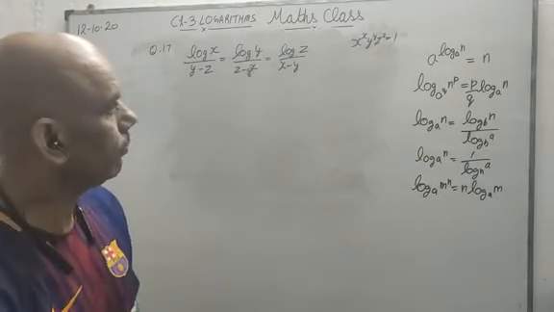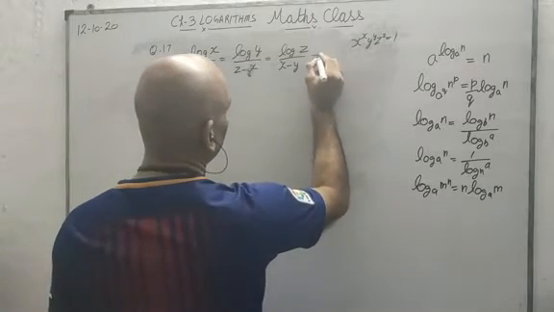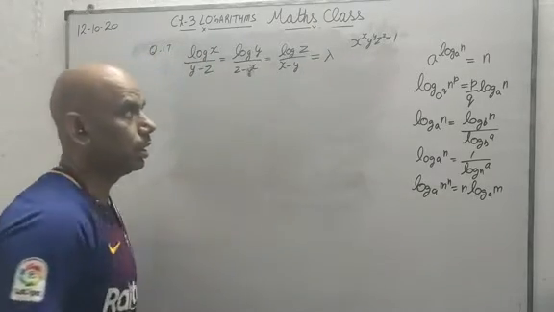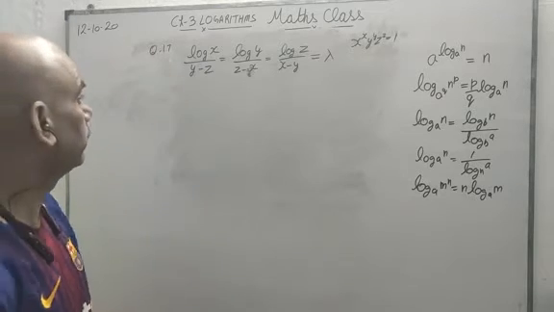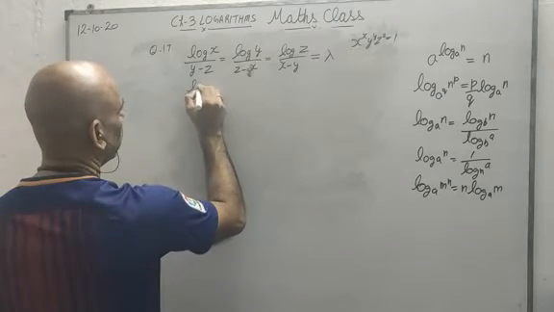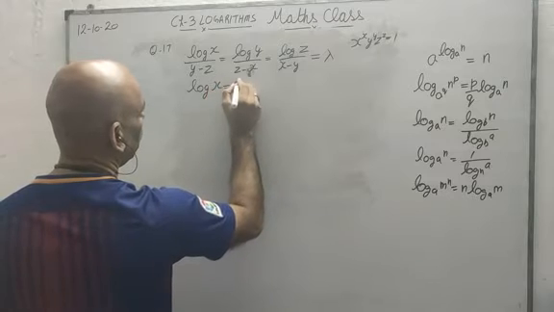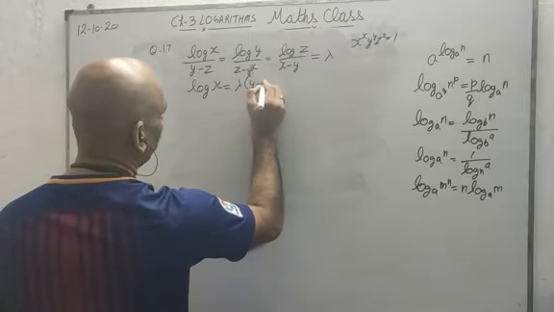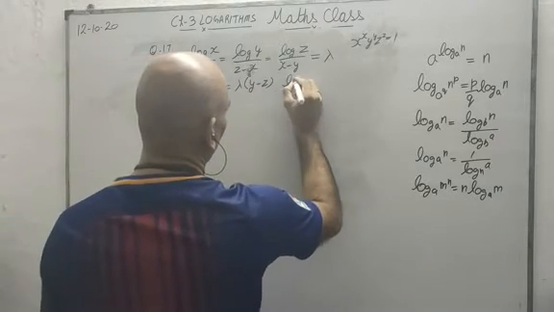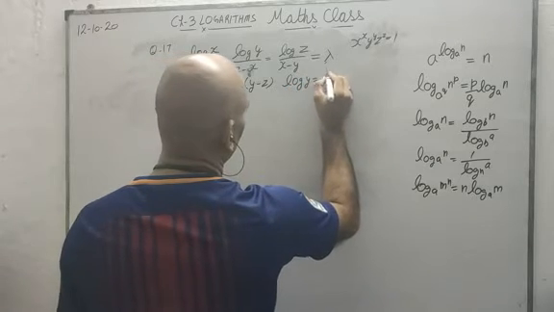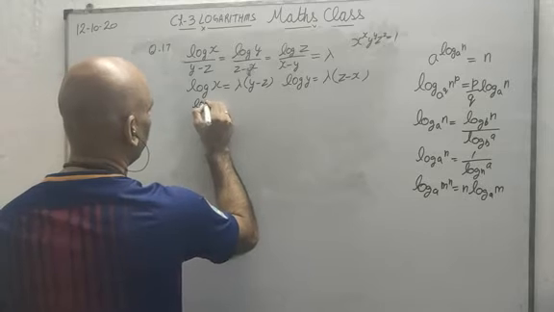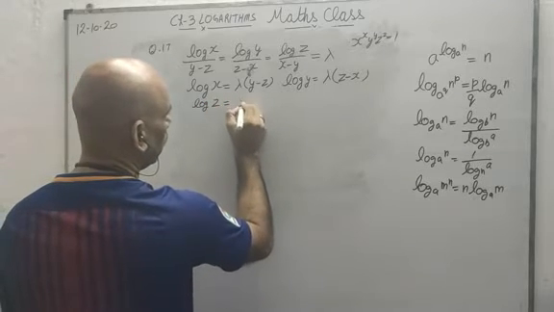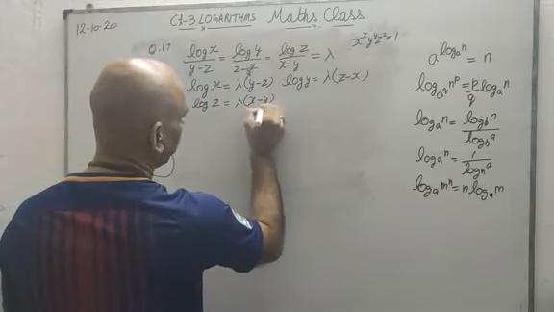Okay, so what I am going to do is write it as a constant. The constant I am using is lambda. So what will be the value of log x? Log x will be lambda into y minus z, log y will be lambda into z minus x, and log z will be lambda into x minus y.